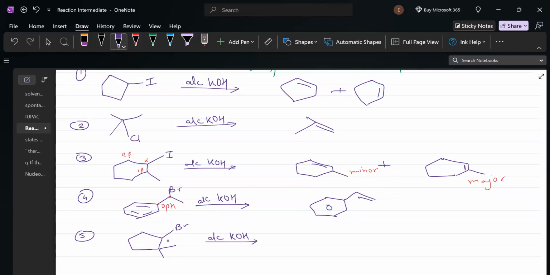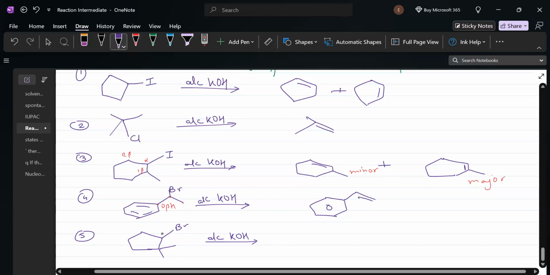Now see, this is the alpha carbon, and this is a beta carbon, and we have one more beta carbon. Now tell me how many beta hydrogens are present in here? Two, sir. Two. And here? Zero. We have no hydrogen present in here, right? So the bond will form in here, right? That is it.